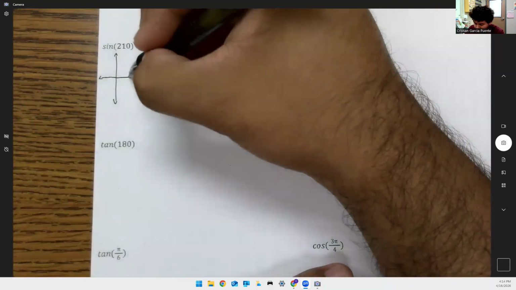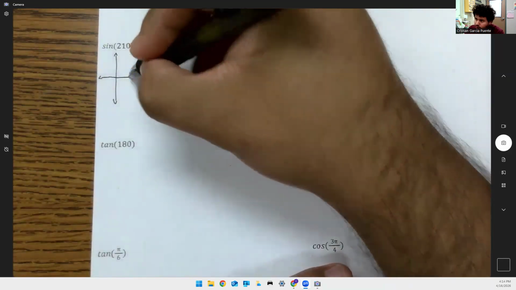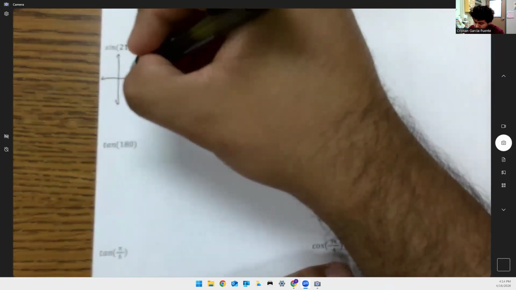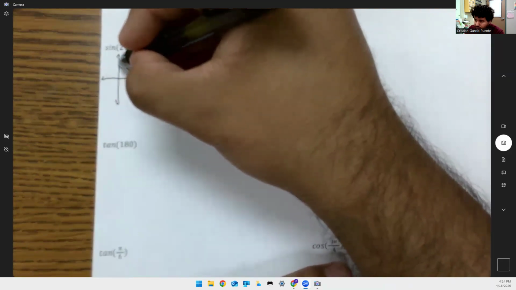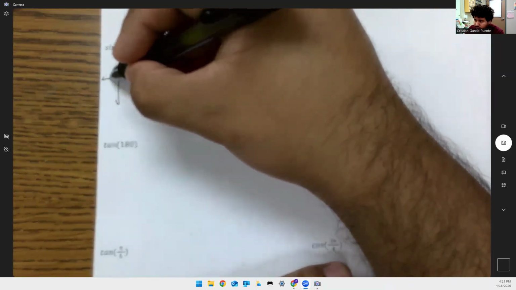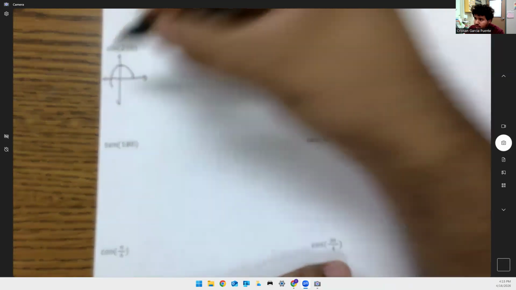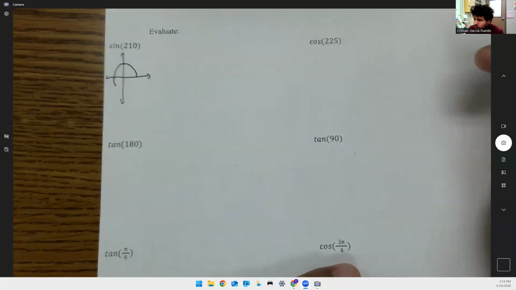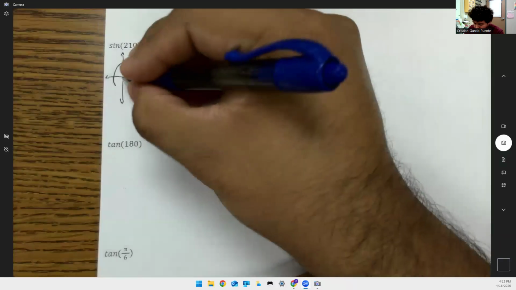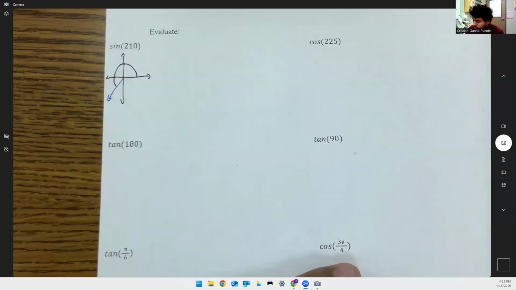So the way we draw an angle is we start here. Now our angle is 210. So is 210 bigger than 90? Yes. So we go all the way this way. Is it bigger than 180? Yes. So you go all the way down this way. Is it bigger than 270? No. So we know we stop in this quadrant. So we know we stop here. So boom, that's our angle.